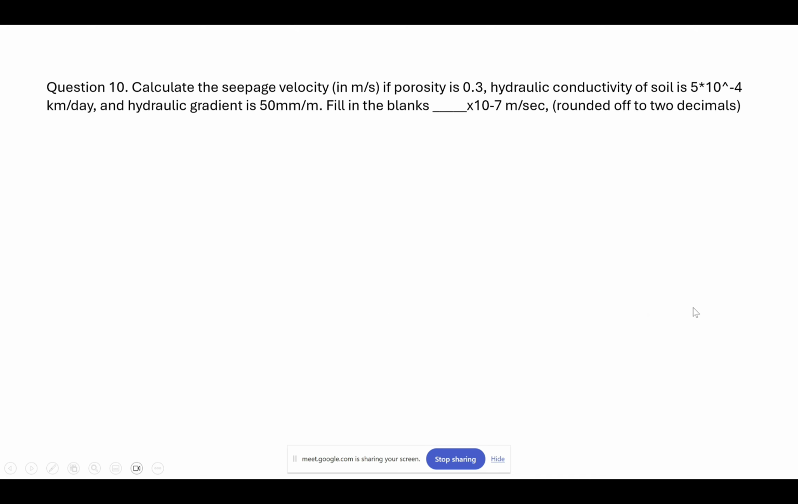Okay, let's go to question number 10. Question number 10 is also a numerical type question. We have to calculate the seepage velocity in meter per second. If porosity is 0.3, hydraulic conductivity of soil is given and hydraulic gradient is given, and we have to find out the seepage velocity. Again, I will give you all 5 minutes. Please try to solve this question and write the value of seepage velocity which you are getting in the chat box.